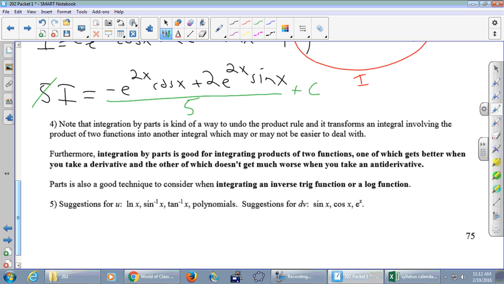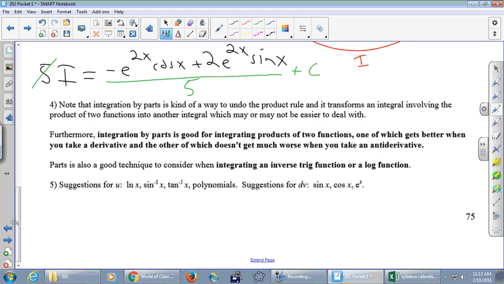Okay, a couple of hints before you jump into the activity. Integration by parts is a way to undo the product rule, and it transforms an integral involving the product of two functions into another integral, which may or may not be easier to deal with. We hope it's easier. Furthermore, integration by parts is good for integrating products of two functions, one of which gets better when you take a derivative, like the 3x became just a 3 when we took its derivative in the beginning, and the other of which doesn't get much worse when you take an antiderivative.